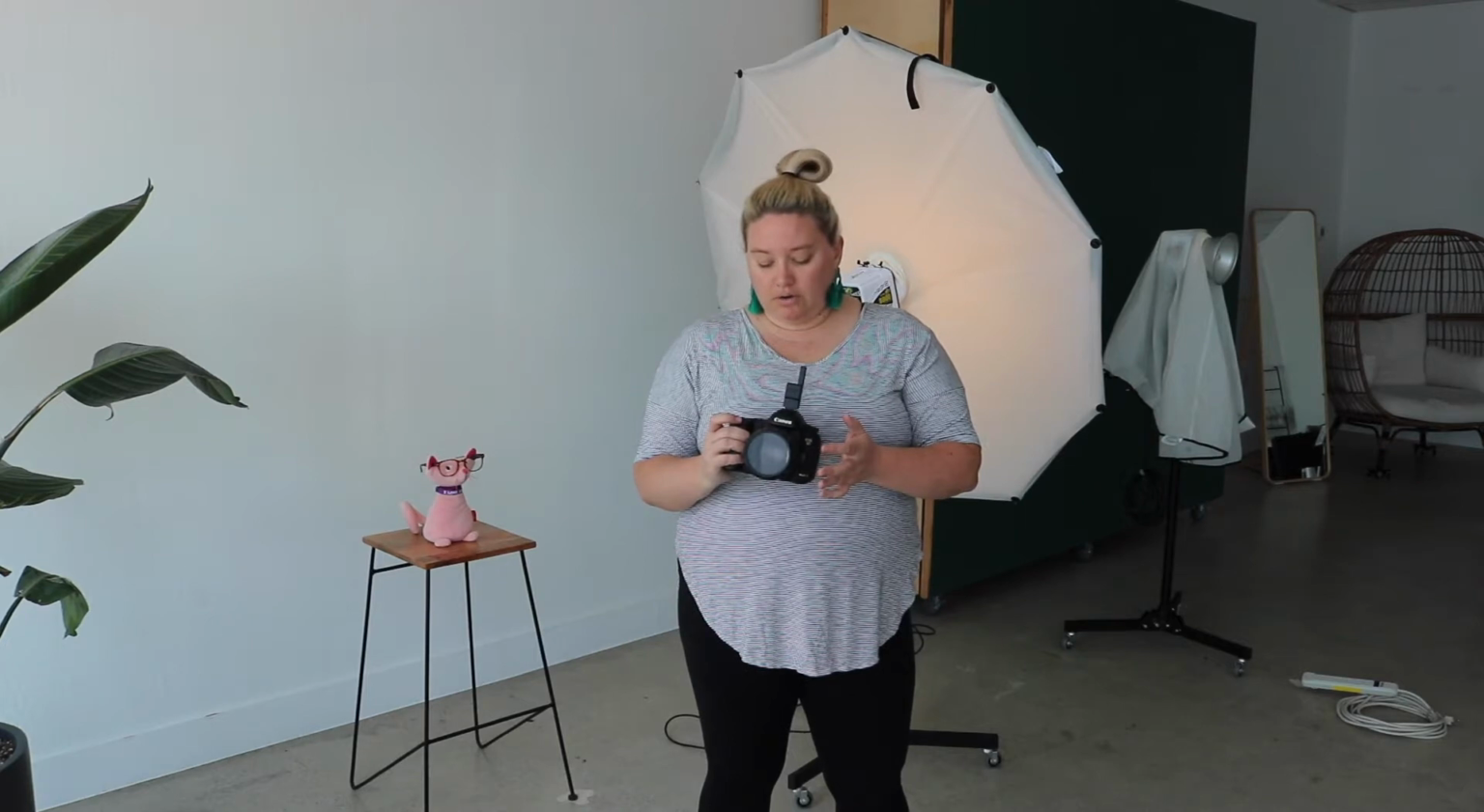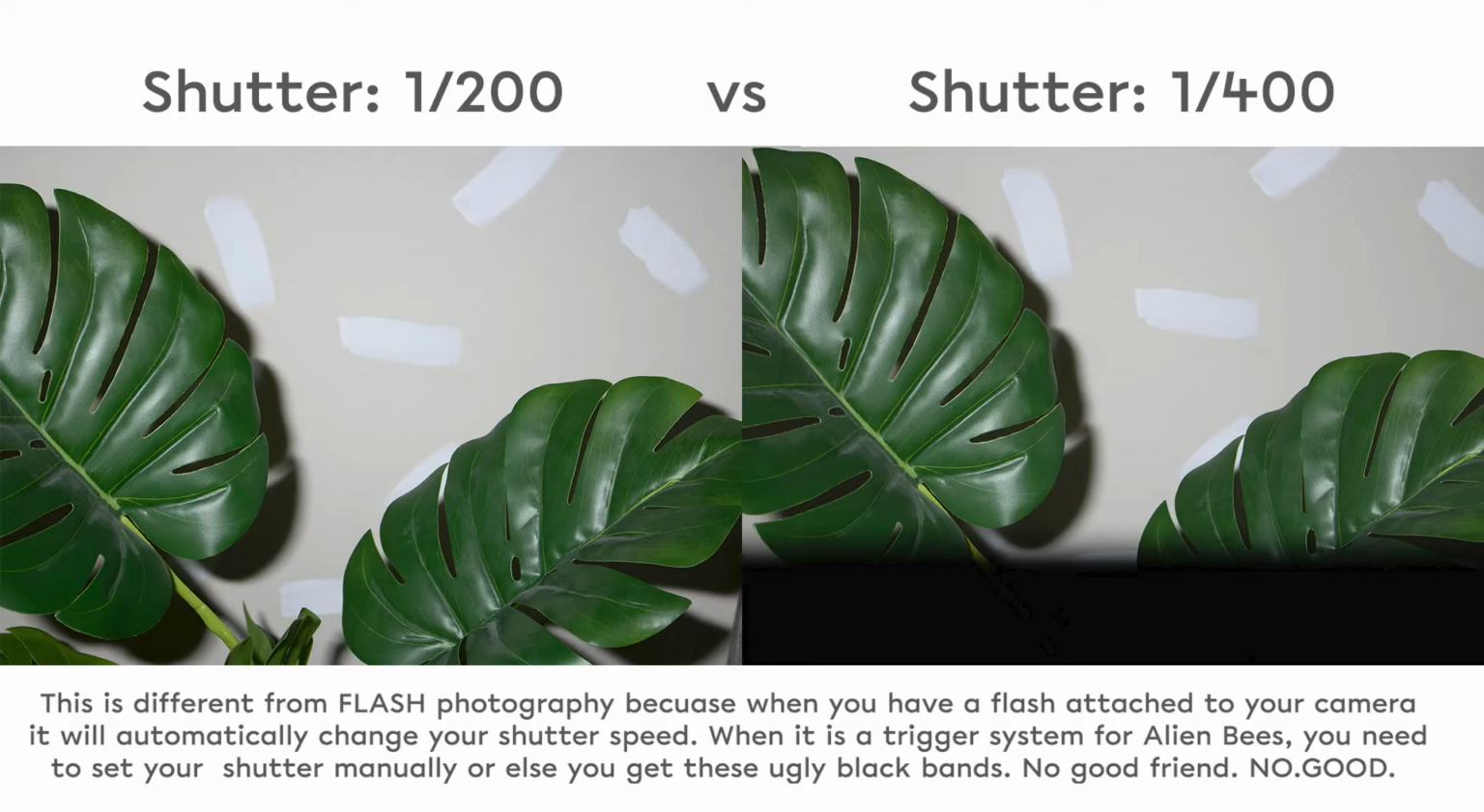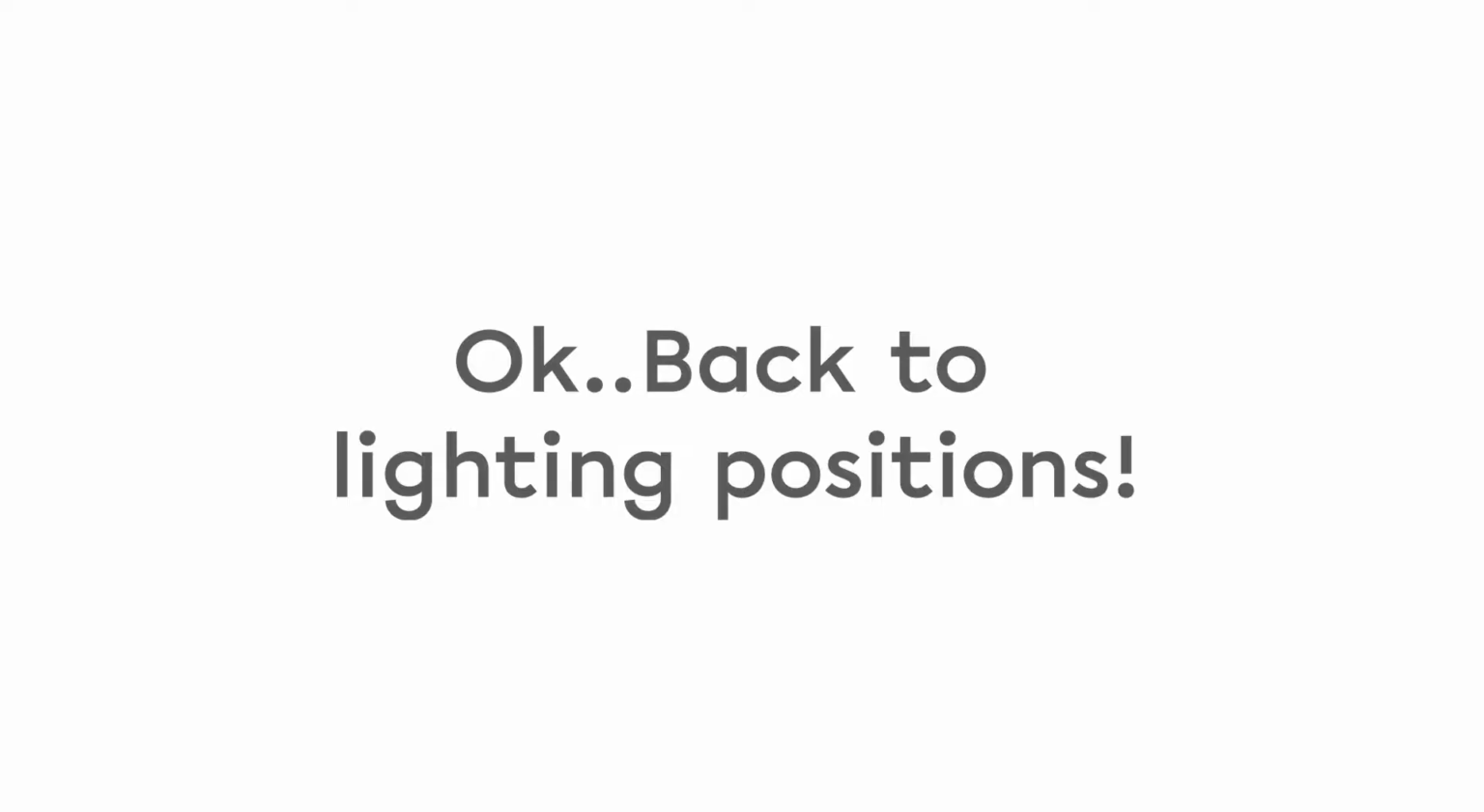If you go over 1/200th of a second for your shutter speed, you're gonna get some banding. Banding is basically you get a black bar across your images, and I'll show you what that looks like too. That basically means that your shutter is moving faster than the light is coming out.